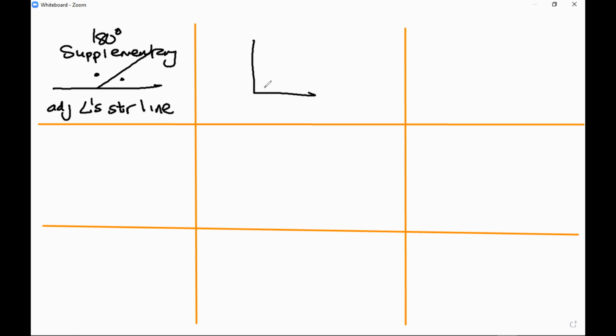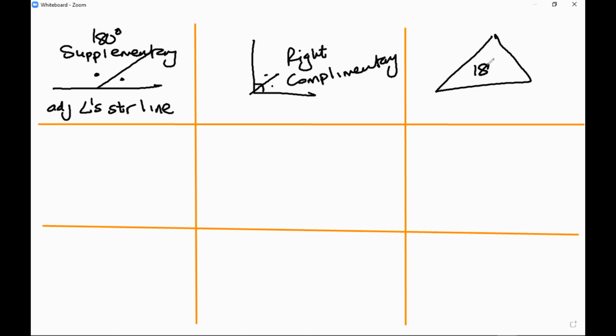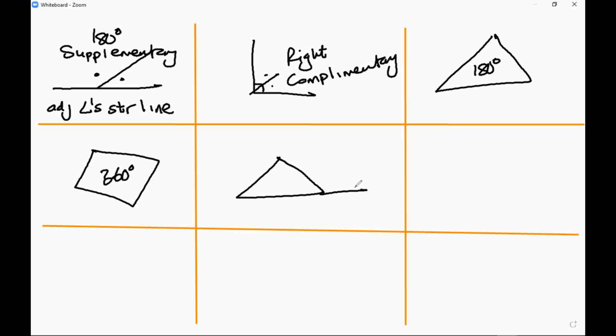And then we have the 90-degree angle, which is also known as your right angle, but it's also complementary angles. When you add up two angles and they make 90, they are complementary angles. We said angles in a straight line add up to 180 degrees, and quadrilaterals add up to 360 degrees. We also had the exterior angle is equal to the sum of the interior angles. And we then moved on to angles around a point, which add to 360 degrees.